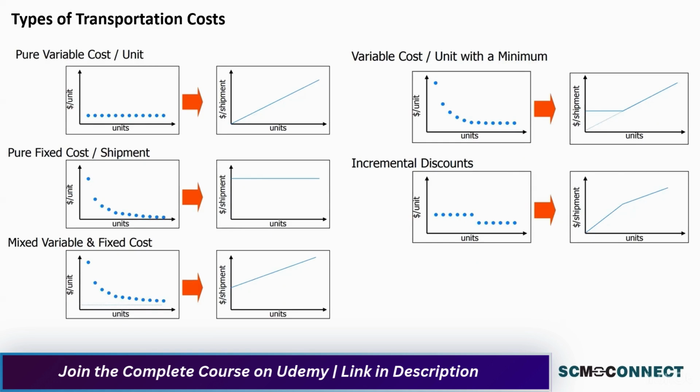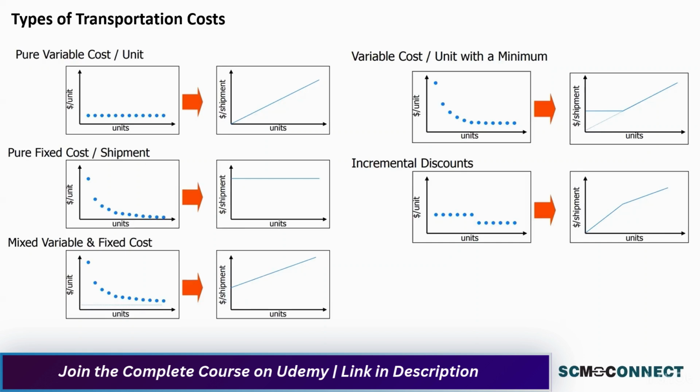The second type of transportation cost is a pure fixed cost. For example, FTL, full truckload. Let's say you hire a vehicle for 14 tons or 18 tons. If you are utilizing it even for 1 ton, you have to pay the amount of a full truckload. So if you use it for 1 ton, obviously your cost per ton is very, very high. The moment you start using it for 18 tons, your cost per ton will keep on falling.